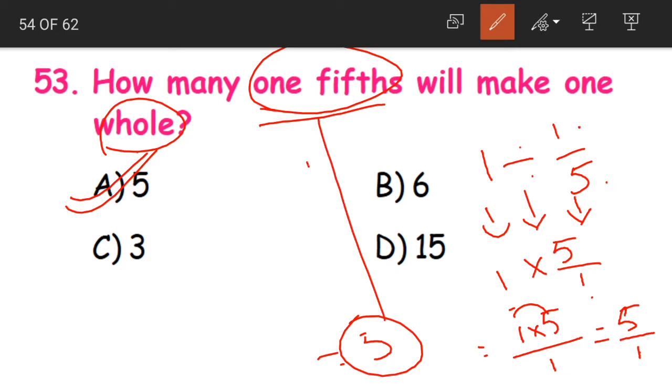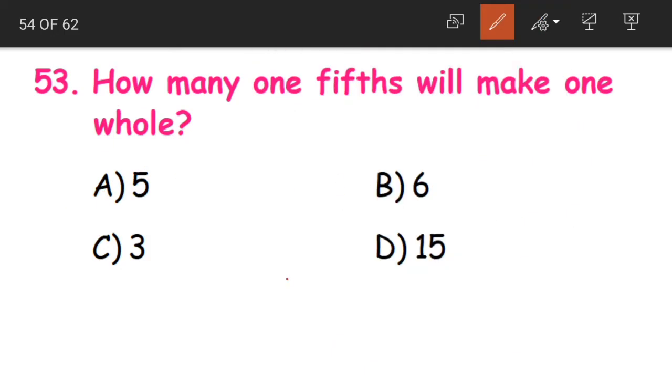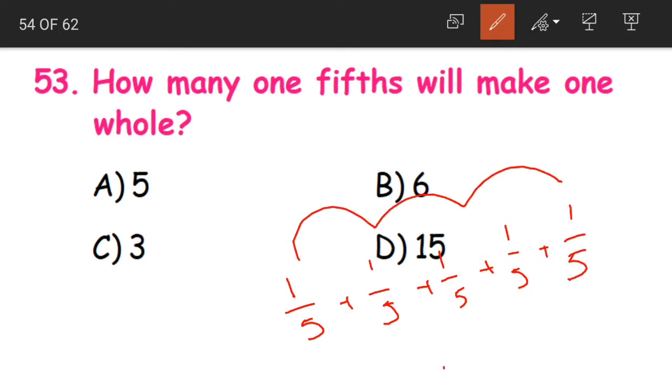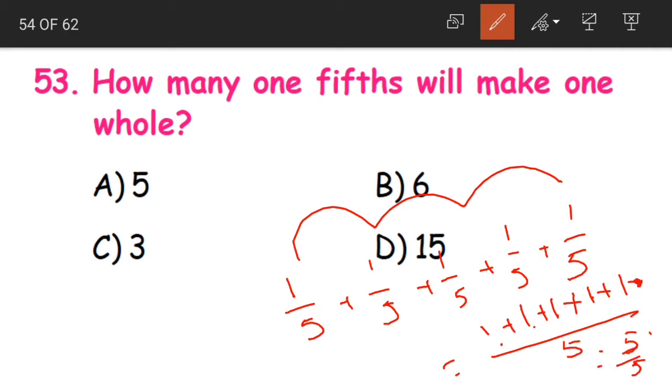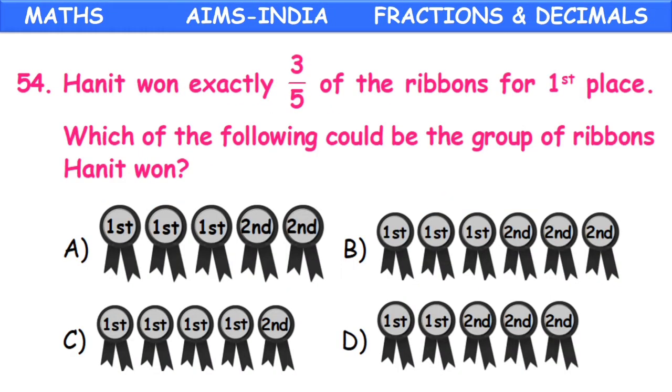When we have 5 1/5ths, it will be equal to 1 whole. See, 1 by 5 plus 1 by 5 plus 1 by 5. So like this we are having 5 1 by 5s here. When we add, what will the answer be? 1, 2, 3, 4, 5. Yes, this is it. Divided by 5, that is equal to 5 by 5. That is nothing but 1. So when we have 5 1/5ths, it will be equal to 1 whole.